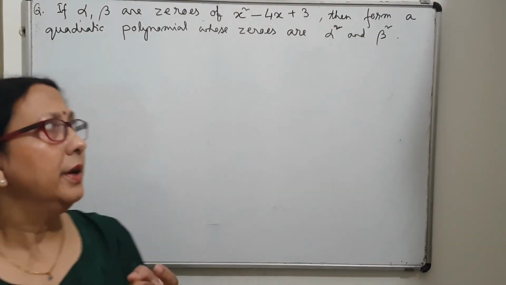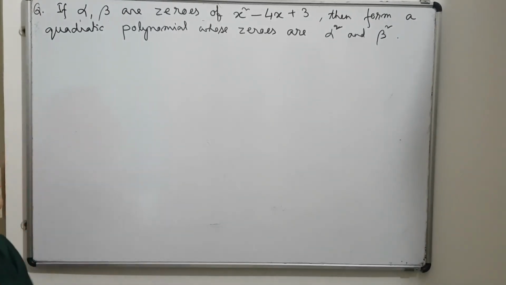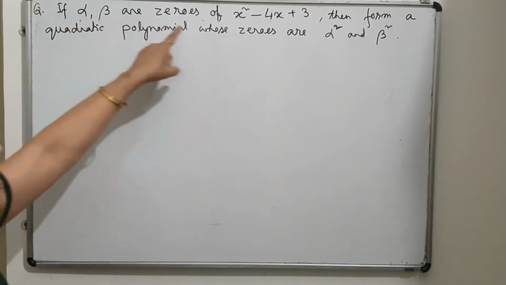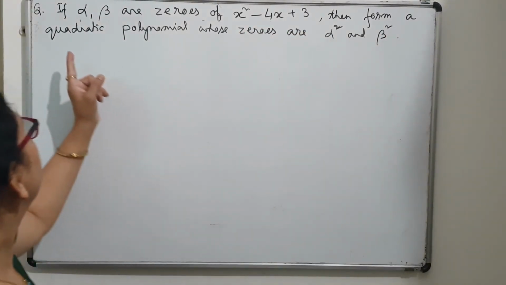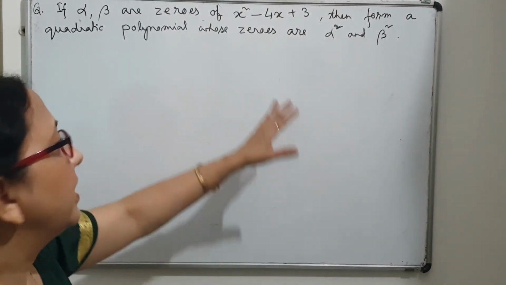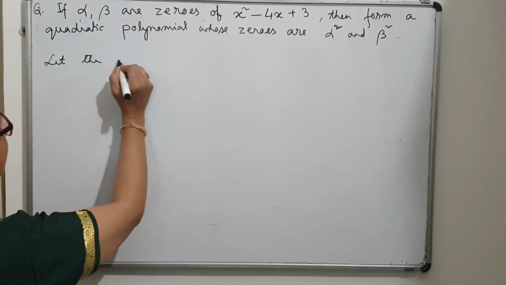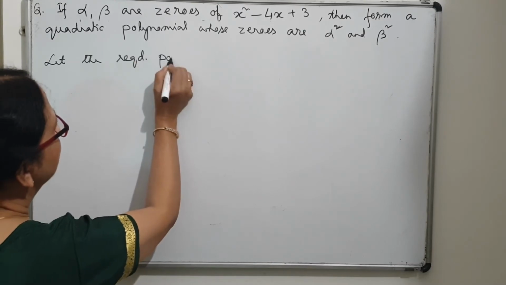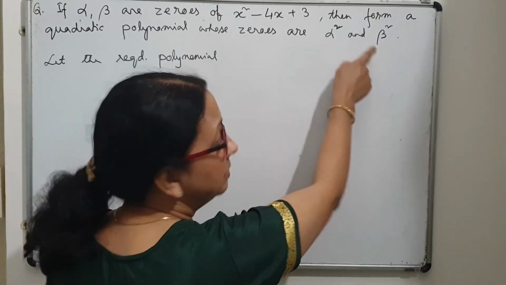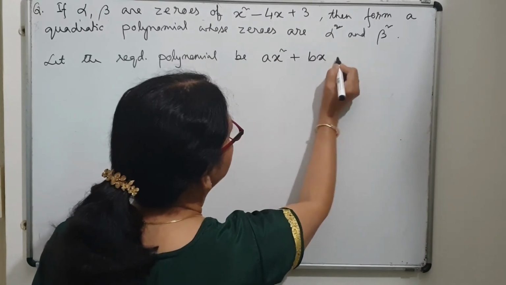Now I'll show you the application of the symmetric functions of zeros of a polynomial, which I have shown you in the last video. So the question: if alpha beta are zeros of this polynomial, then form a quadratic polynomial whose zeros are alpha square and beta square. So let's see how we can do this. Let the required polynomial whose zeros are alpha square and beta square be ax square plus bx plus c.